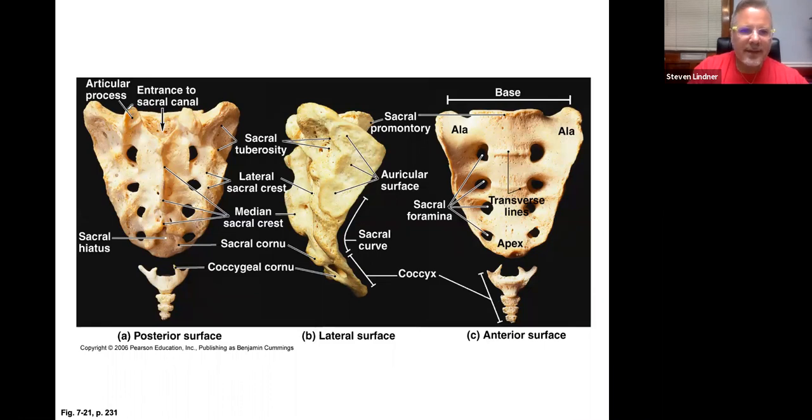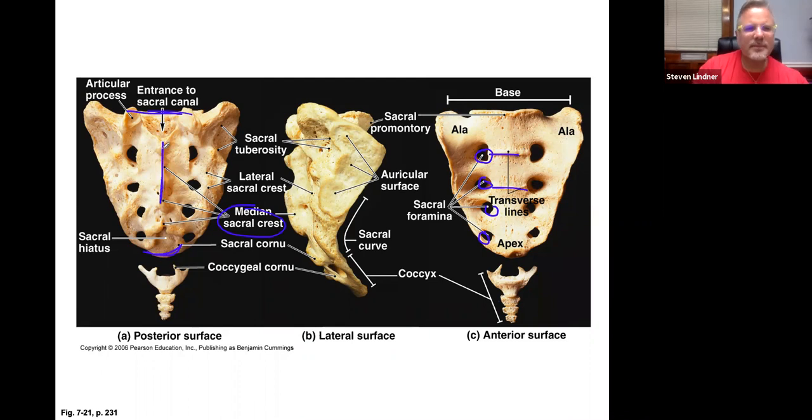Here's your sacral base, sacral apex. These are your sacral foramina, those holes. You can see where they start to fuse here, those transverse lines. There's no spinous processes. You can see it forms a median sacral crest right here.